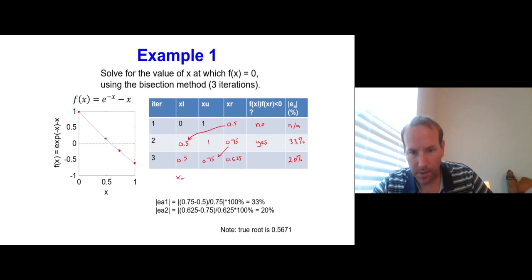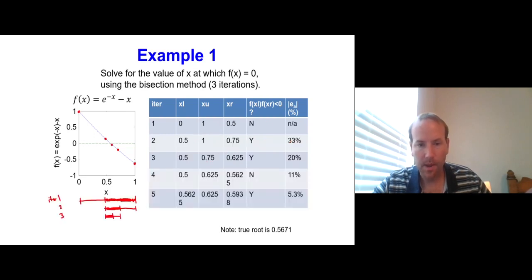So let me just write down a reminder that in bisection method, the new root is always halfway in between the xu and xl. Okay, so this shows us a few iterations of this process. To give you more examples, on this next slide, I show what happens if you would repeat this process.